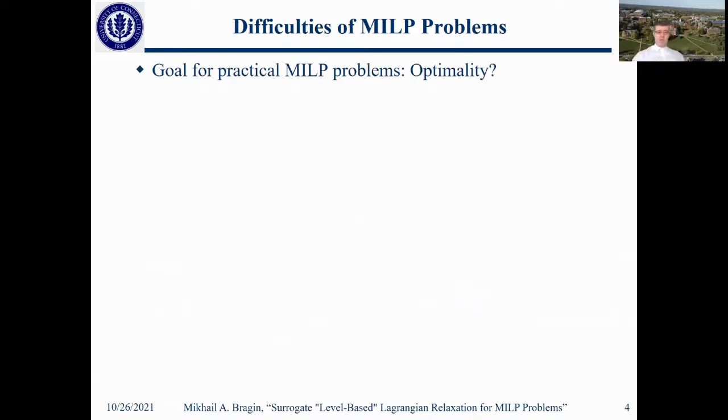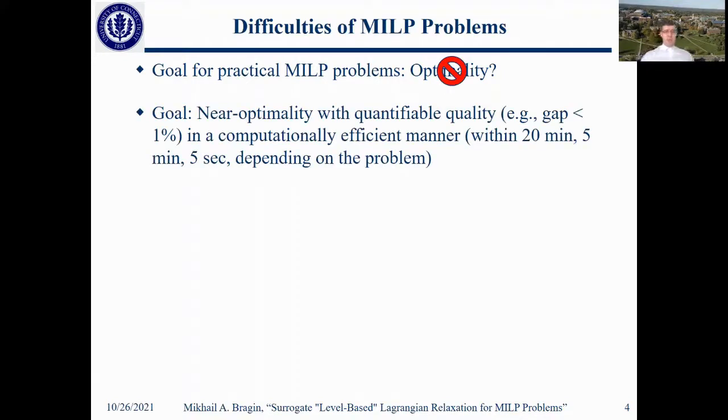So what is the goal for practical MILP problems? Can those problems be solved optimally? Because of the combinatorial complexity, as mentioned before, this goal cannot be achieved. Instead, the goal is to find near optimal solution with quantifiable quality, for example, with a gap less than 1%, in a computationally efficient manner, I'll say within 20 minutes, 5 minutes, 5 seconds, depending on the problem.